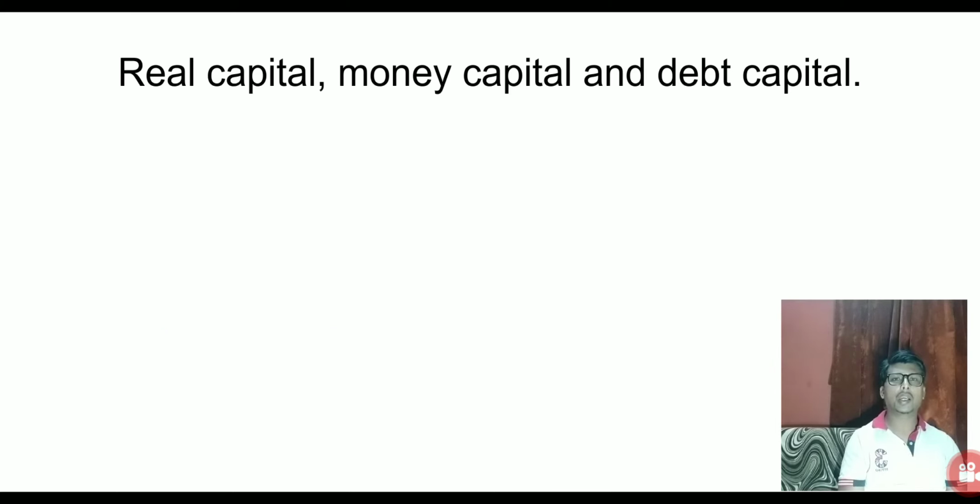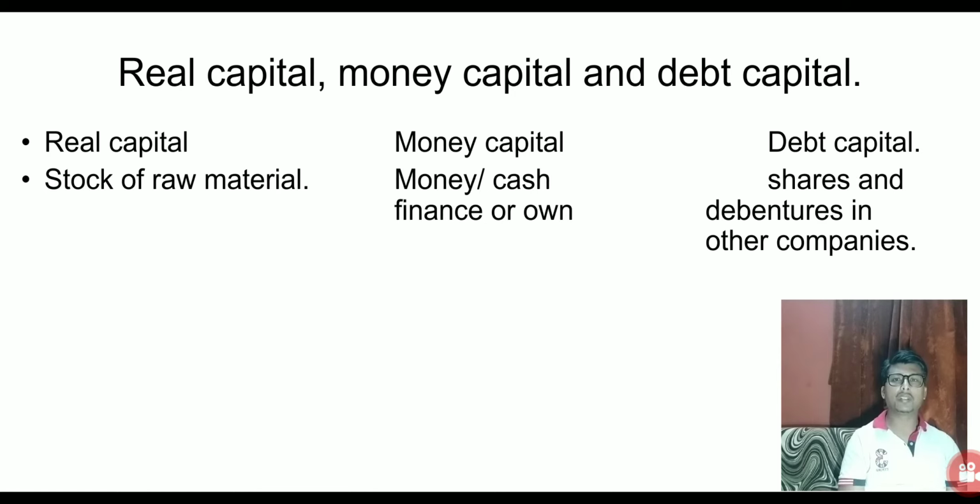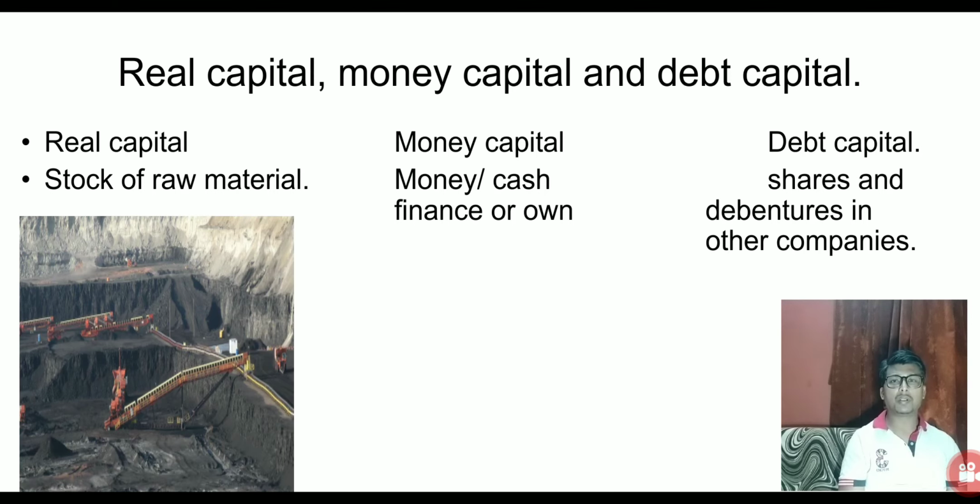Real capital, money capital, and debt capital. Now, real capital is the stock of raw materials, such as coal, iron ore, and other things. Those things are real capital, or real raw material, which are there for use in production. You can see the photograph of a coal mine: the coal which is excavated, that can be the stock of coal raw material, is called real capital.